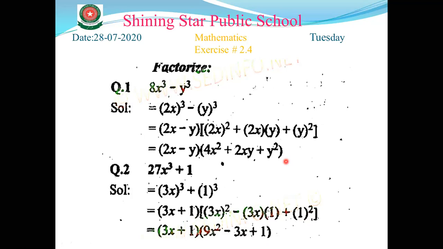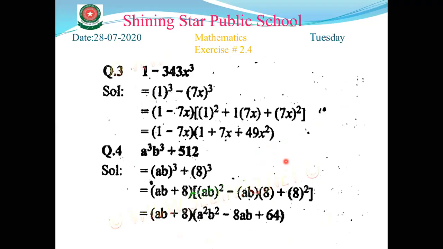Very simple exercise. You only have to know the formulas. If you know the formula, then you can easily solve this exercise. Question number 3, 1 minus 343x cube. Now, 343 is the cube of 7, x cube is the cube of x. Now, 1 cube minus (7x) whole cube. Again, a cube minus b cube, a minus b into a square plus ab plus b square.